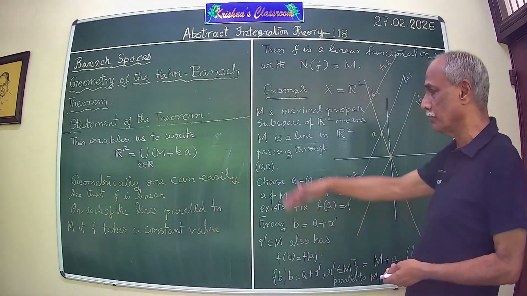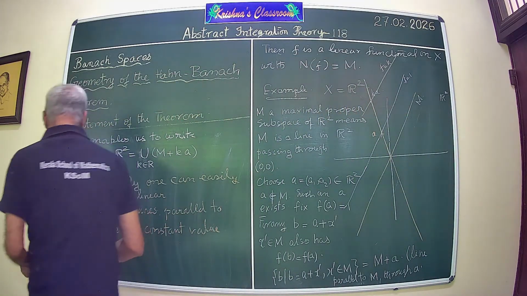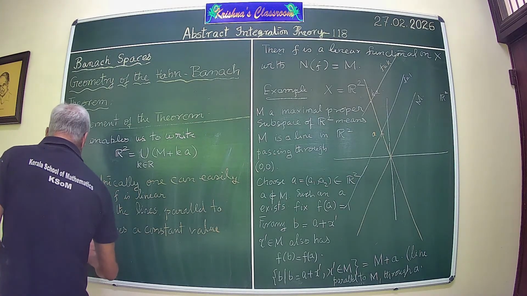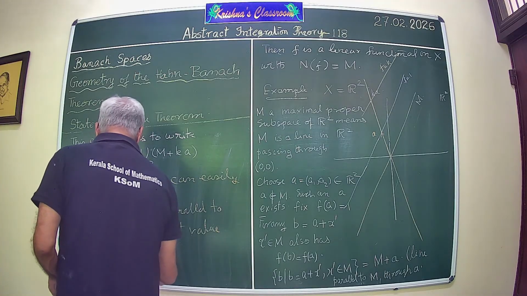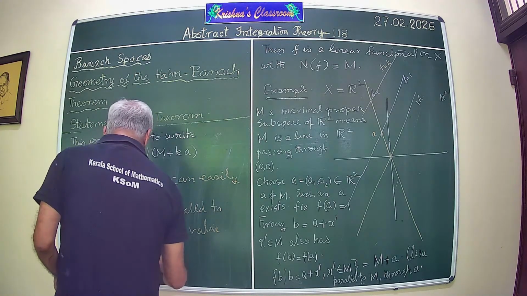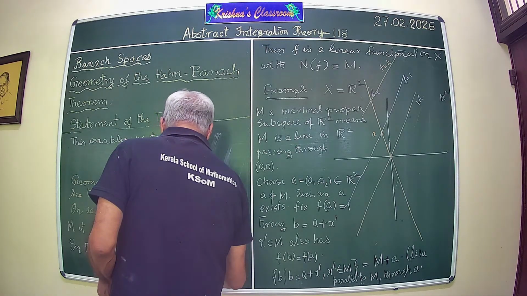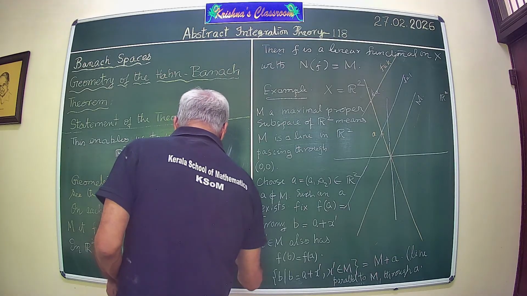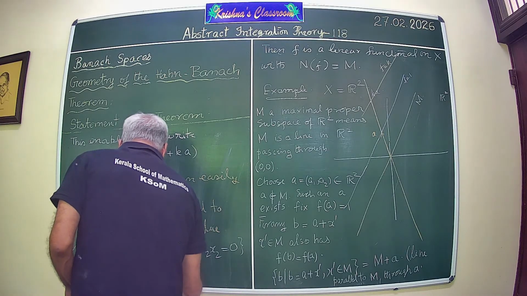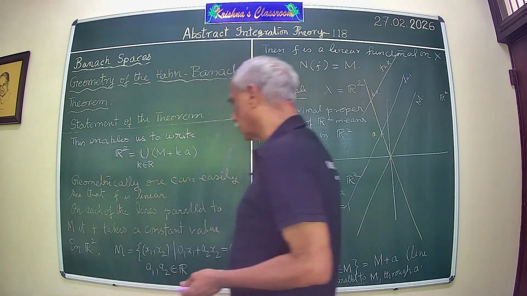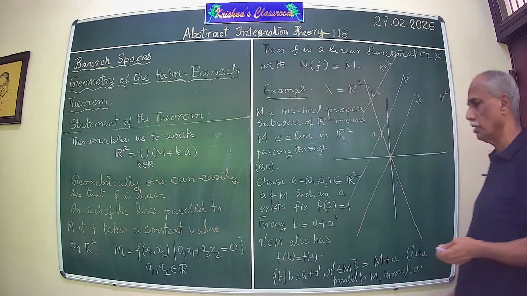Okay, so I think I have covered everything. Now let us look at it in R2. What is M? M is equal to the set of all x1, x2 such that a1 x1 plus a2 x2 equal to 0, where a1, a2 are some real numbers. So this is the equation of the line passing through the origin.